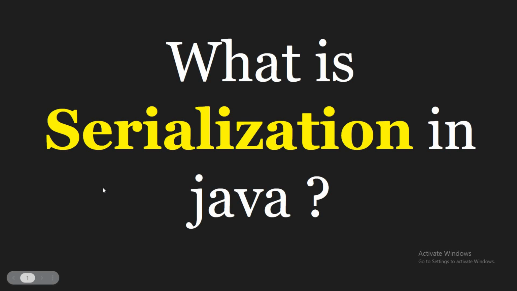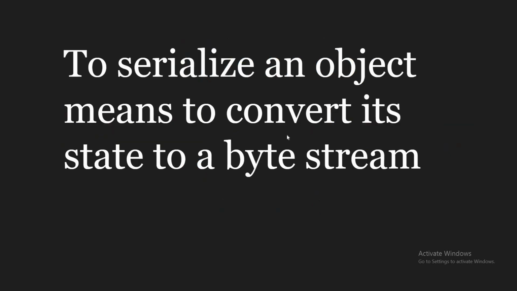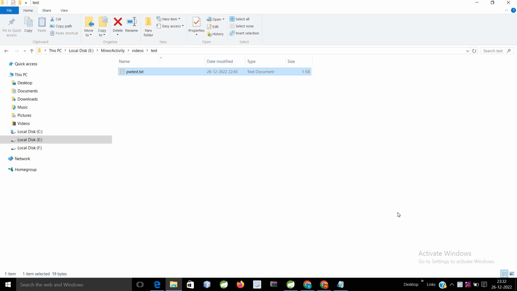What is serialization in Java? To serialize an object means to convert its state to a byte stream. We have ObjectOutputStream to write our object into a byte stream. So let's start with an example.